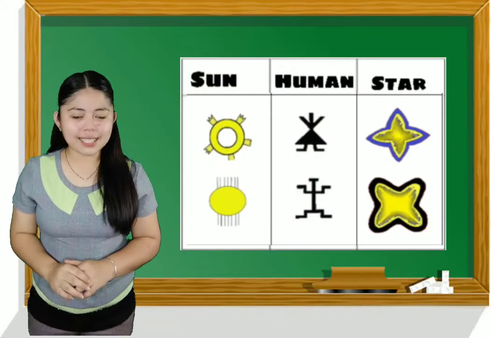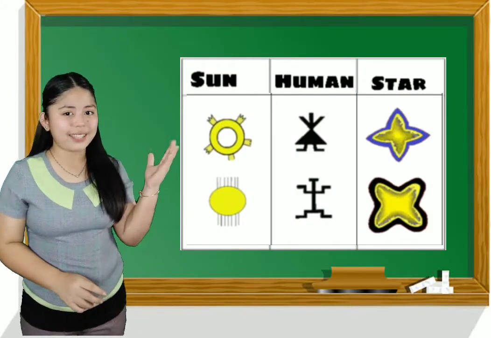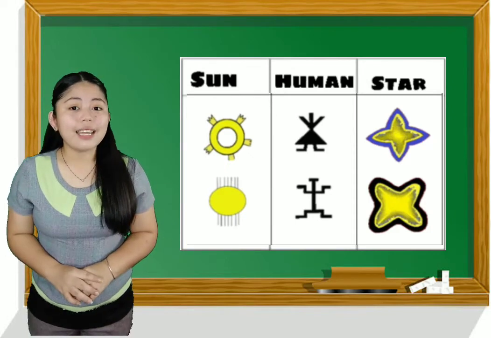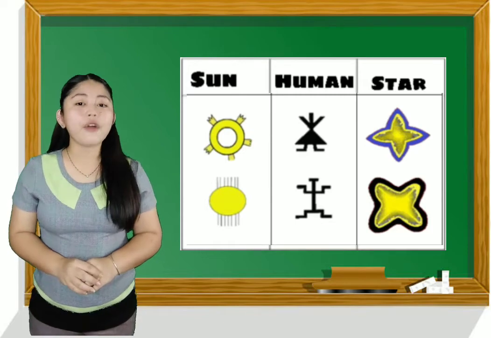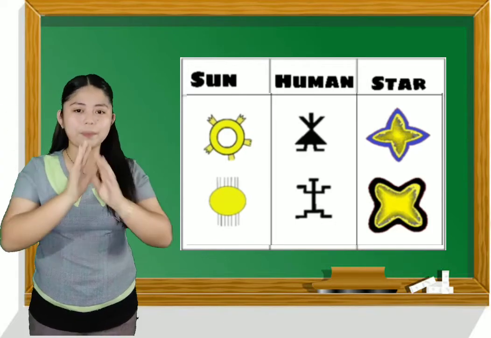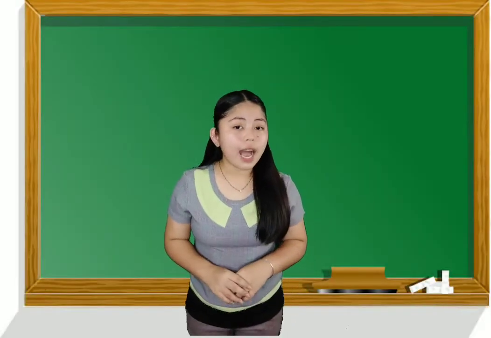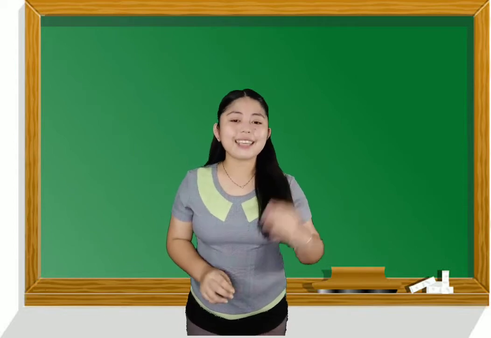Okay, very good, class. So all of you have pasted the pictures under its right category. And for that, each of you will receive 5 points. Now let's give ourselves 5 big claps. 1, 2, 3, 4, 5. So class, how did you find our activity? Is it fun and exciting? Yes, Cheska?